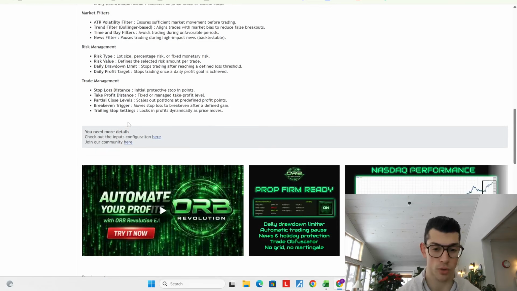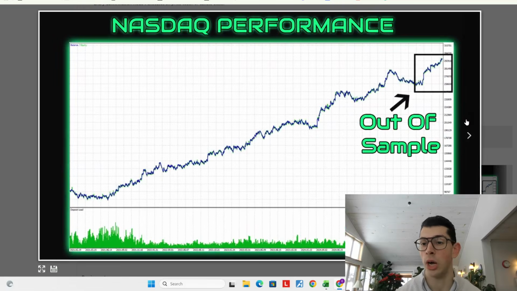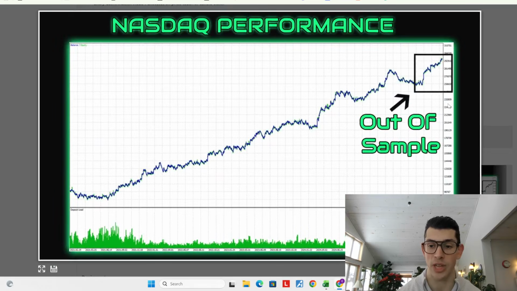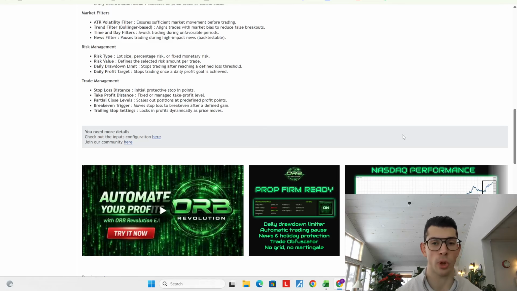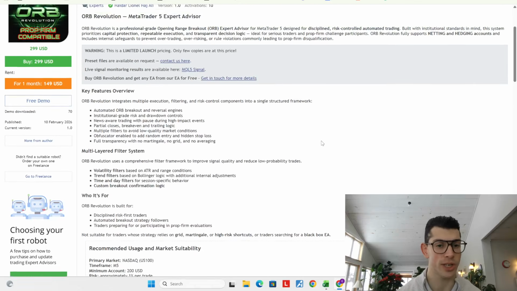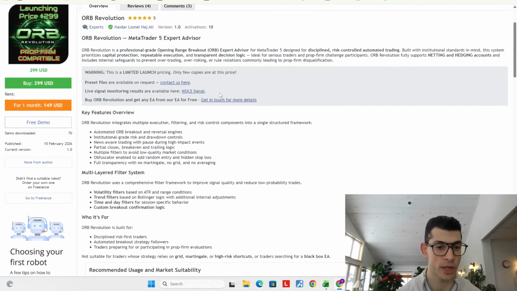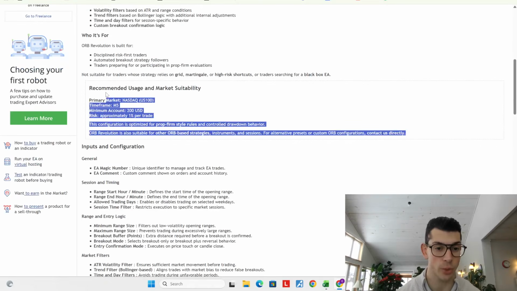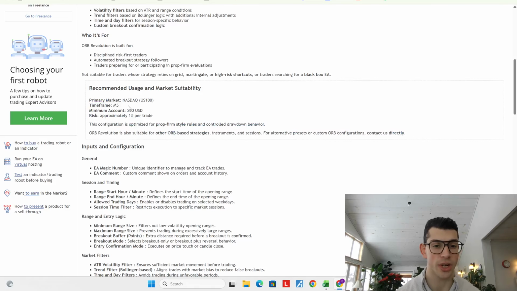Overall, it looks to be a real strategy. The equity curve, the video, all of this looks pretty serious, and from what we can see so far, the out of sample performance is also quite good. So that looks pretty solid to me. One thing to note is that in order to get set files here, you do need to actually reach out to him. So that's why when I ran the default, I tried to match what he says is the default here, which is NASDAQ on the M5 risking 1% per trade.